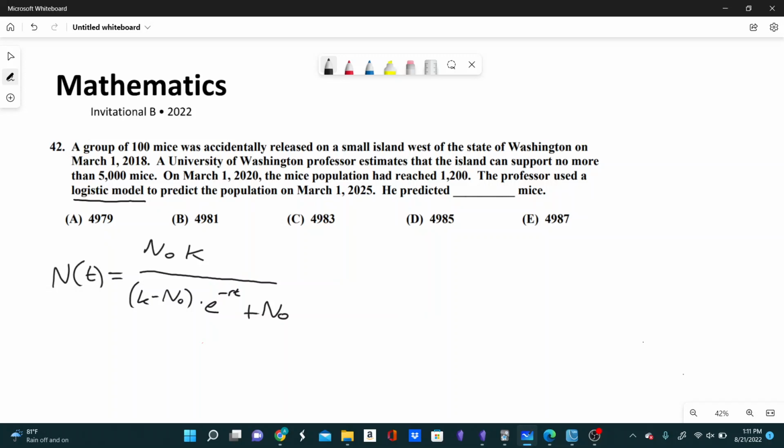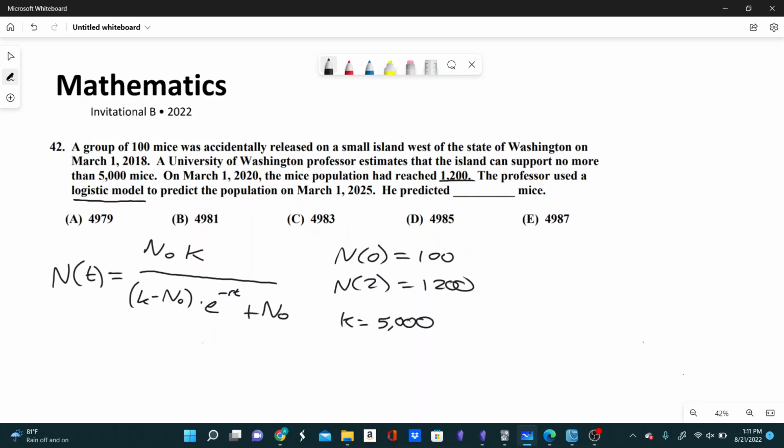So let's see. What do we know? We know that N of 0, the initial population, is 100, because it says that the group of 100 mice was released on March 1st, 2018, which we can take to be N of 0. And then 2 years later, we'll call that N of 2. That's going to be equal to 1,200. It says so right here. And then what other information do we have? We know the carrying capacity is going to be 5,000.